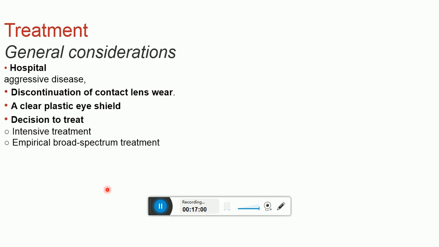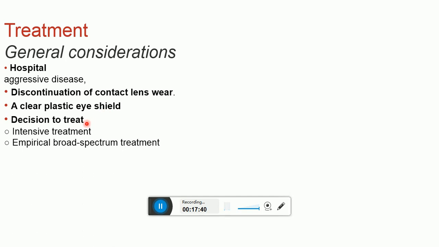Treatment. General considerations. Hospital admission should be considered for patients who are not likely to comply or patients who are unable to self-administer treatment. Hospital admission should be considered for aggressive disease, particularly if involving an only eye. Discontinuation of contact lens wear is mandatory. A clear plastic eye shield should be worn between eye drop instillation if significant thinning or perforation is present.